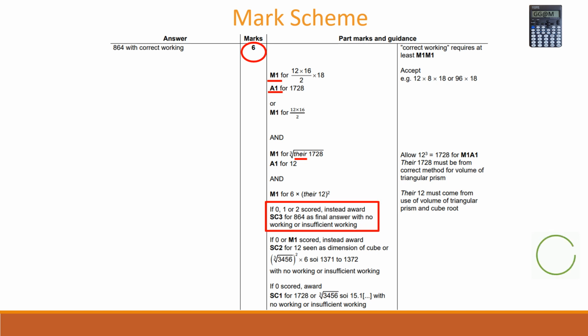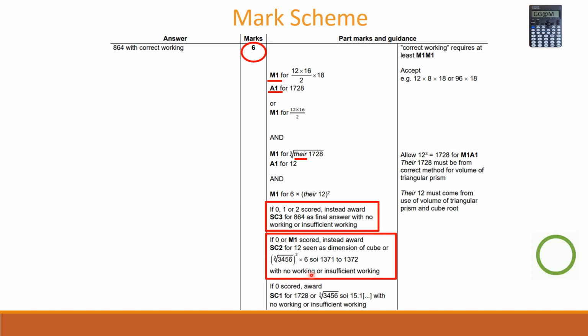If you got no marks, 1 mark or 2 marks earlier on, you can get a maximum of 3 marks for getting 864. So getting the final answer with no or insufficient working. So if you didn't get any method marks, then you could still get an answer mark, 3 answer marks out of the 6 marks for getting the correct answer.